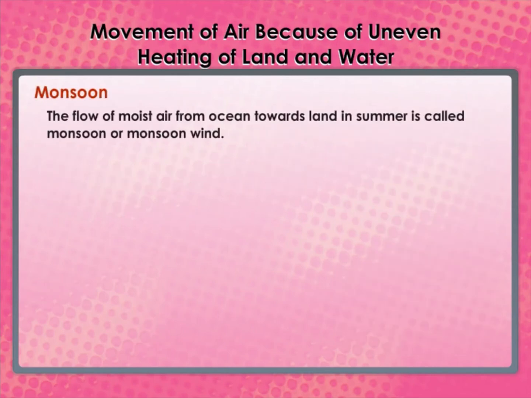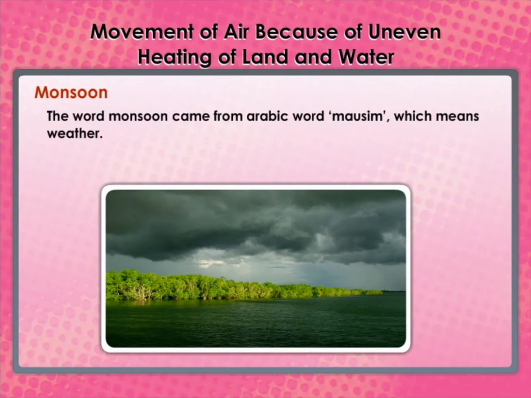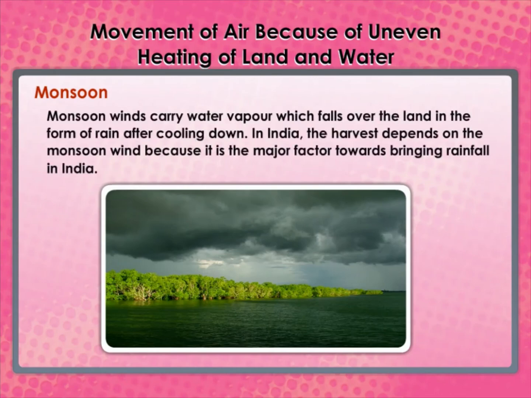Monsoon. The flow of moist air from ocean towards land in summer is called monsoon or monsoon wind. The word monsoon came from the Arabic word mawsam, which means weather. Monsoon winds carry water vapor which falls over the land in the form of rain after cooling down. In India, the harvest depends on the monsoon wind because it is the major factor in bringing rainfall in India.